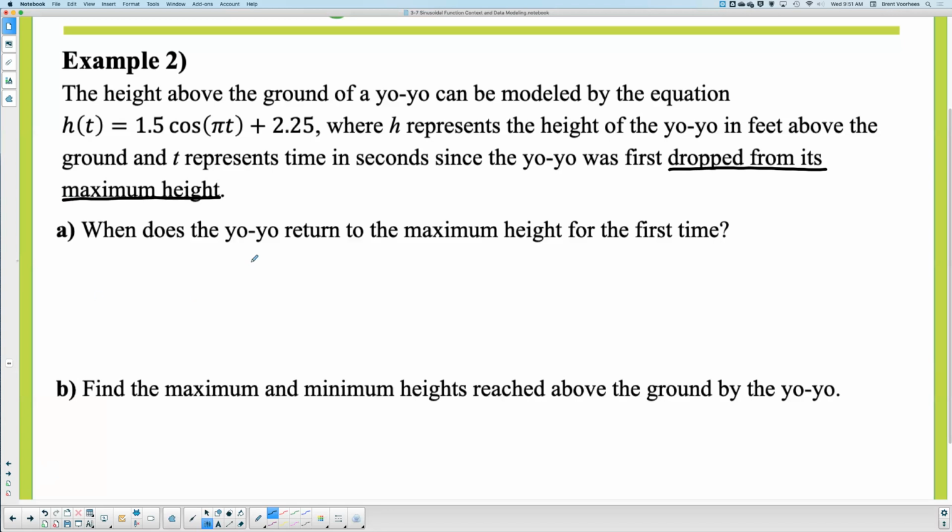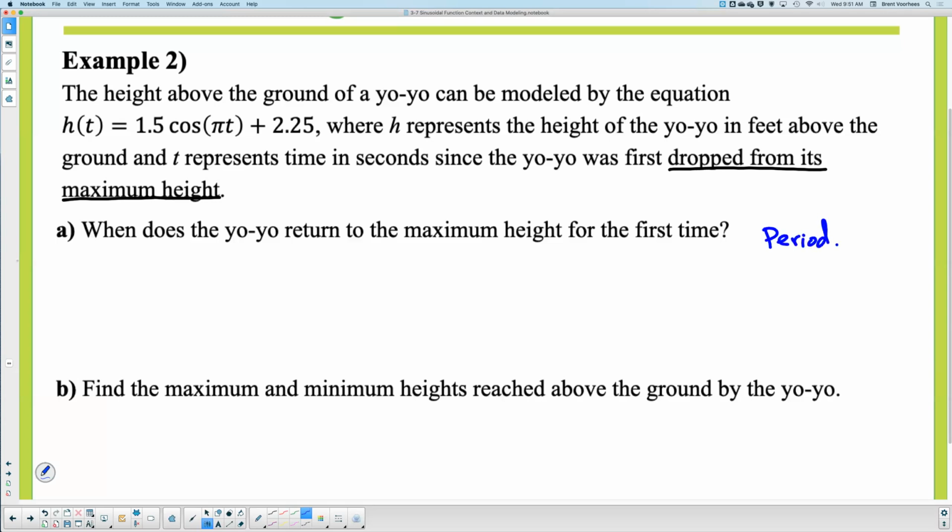Okay. When does the yo-yo return to the maximum height for the first time? Now, how would I explain that? This is what the function context of the title means. So it wants to know how long the period takes. It needs to know the period. All right, great. So how can I figure out what the period is? What do I use? 2 pi over.